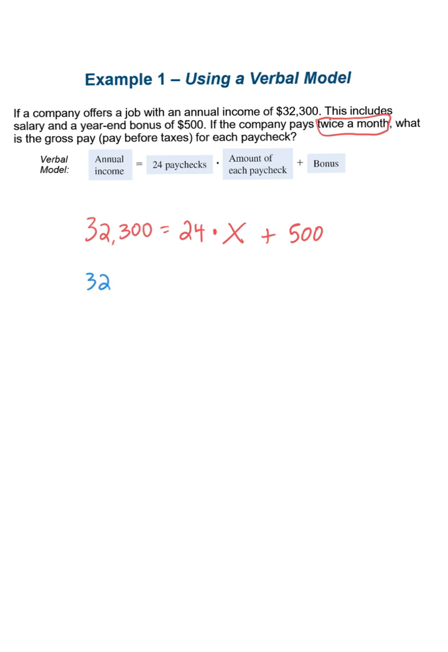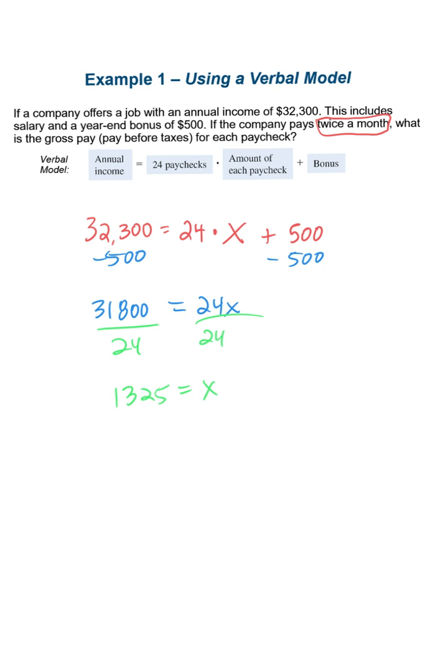So we have 32,300. Well, actually, let's go ahead and move that over. So let's move the 500 over here. And that leaves us with 31,800 is equal to 24x. So now we're at a nice basic problem. Divide by 24. x is equal to 1,325. And you're done. That's the end of that problem. You've answered the question that they asked you for, which is what is the gross pay for each paycheck.